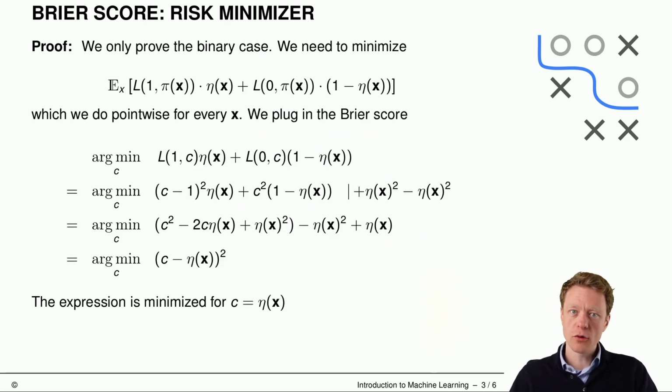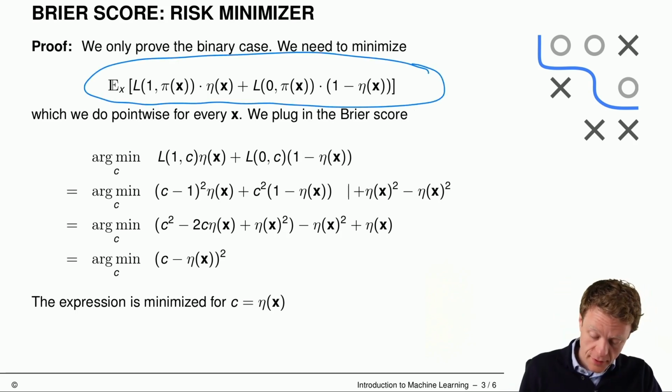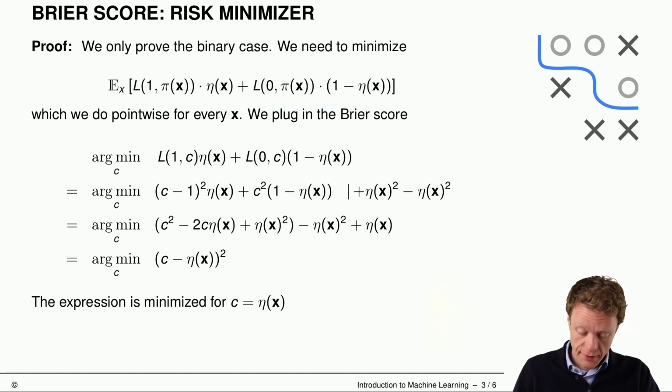Let's prove that only for the binary case for this video here. So we need to minimize the risk, which is the expected loss. And again, with the law of total expectation, we can write this as the expectation with respect to x of this inner part. And as we're looking for the pointwise optimum, we can just optimize the inner part. So we can ignore this part.